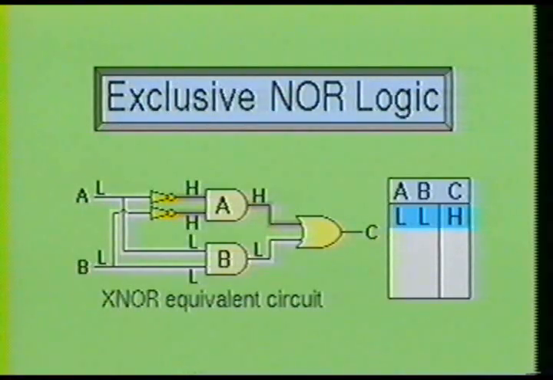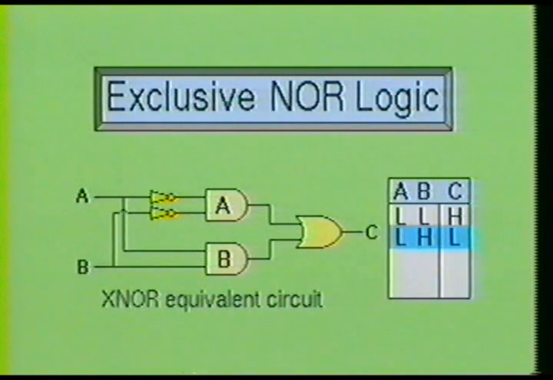Since gate A has two high inputs, it produces a high output. Gate B, on the other hand, has two low inputs, so it will produce a low output. When the OR gate sees a high input and a low input, it switches to a high state. As you see, we have proven that two low inputs will produce a high at the output, as was shown on the truth table.